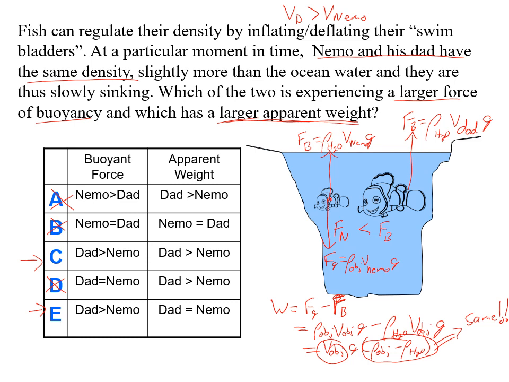The dad does. So because the volume of the dad is greater than the volume of Nemo, we can conclude that the apparent weight of the dad is going to be greater than the apparent weight of Nemo. So looking at our results, the apparent weight of the dad is greater than Nemo. So this is the right answer, and that's the wrong answer. So our answer is C.